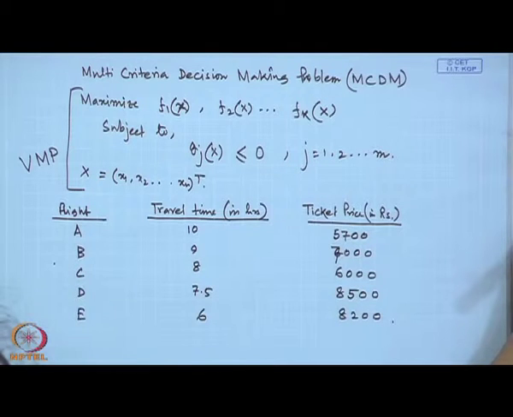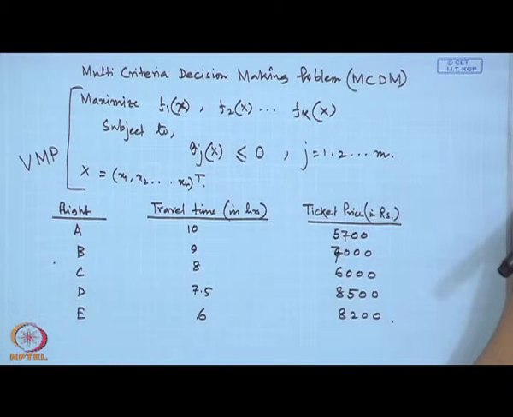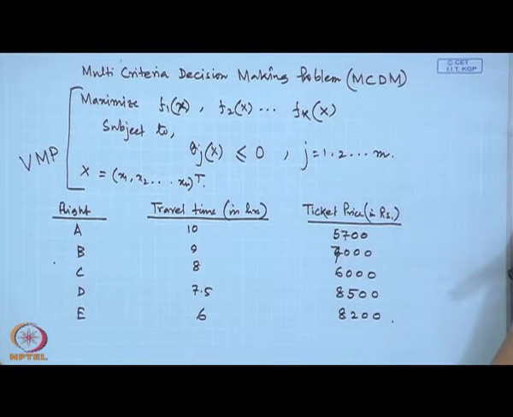Now, if I see the data set, we have to take a decision on which flight has the shortest flight time, and at the same time the price must be very low. That means we want to minimize the travel time and we want to minimize the ticket price together. In reality, it is very difficult to attain both objectives at the optimal level, because having a low ticket price as well as low travel time is not really possible.